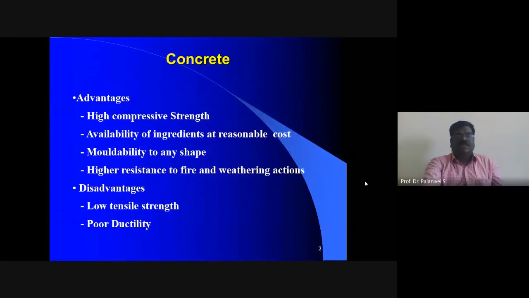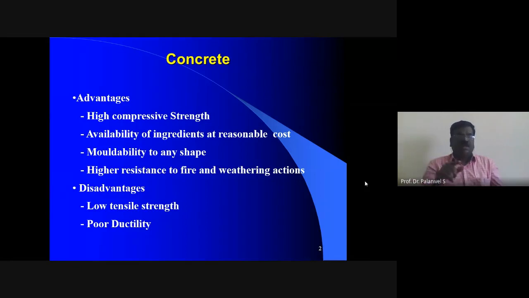Concrete has several advantages: high compressive strength, availability of ingredients at reasonable cost, moldability to any shape, high resistance to fire and weathering action. In spite of its several advantages, concrete also has disadvantages like low tensile strength and poor ductility. The low tensile strength of concrete is overcome by provision of reinforcement, by embedding steel bar inside. We call it reinforced concrete, RCC.